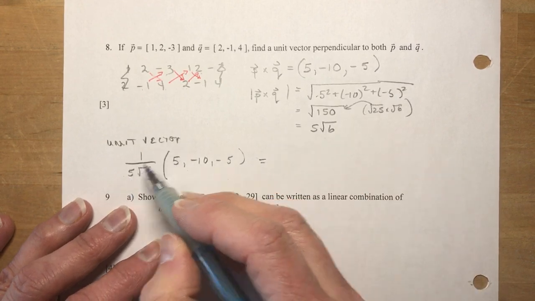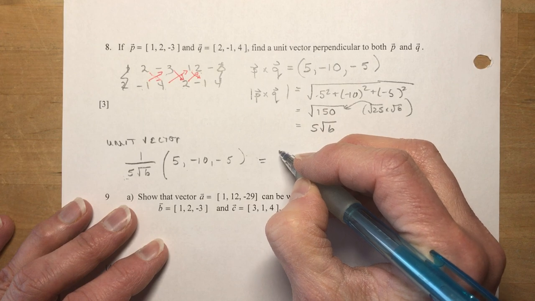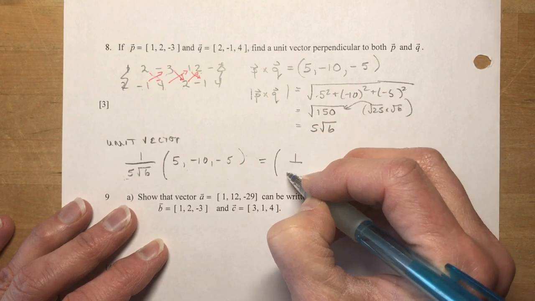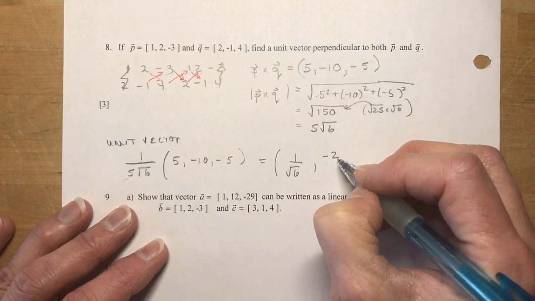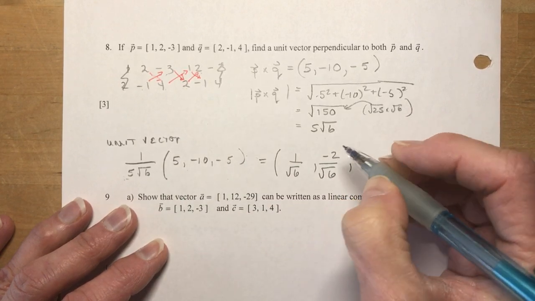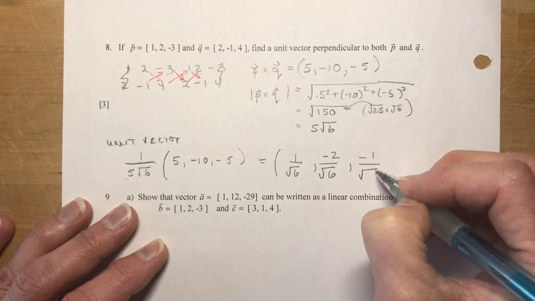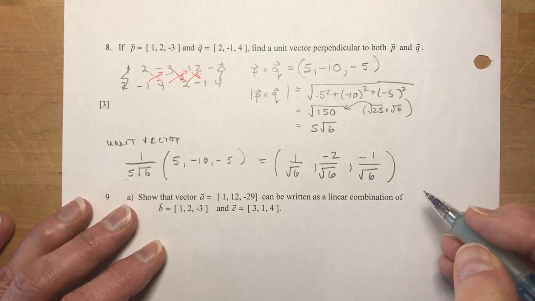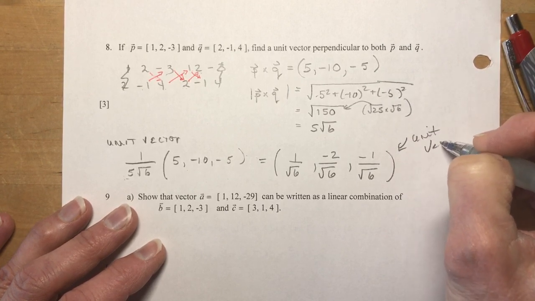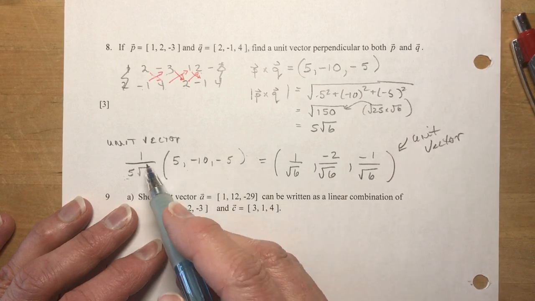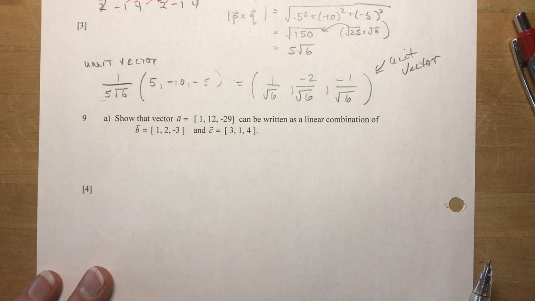And these 5s are going to divide, right? I can divide this 5 out. So that's going to give me 1 over root 6, and that's going to give me minus 2 over root 6. And the last one is going to give me minus 1 over root 6. So this is the unit vector right here. Remember the unit vector, all you have to do is multiply by 1 over the magnitude of the vector to get it as a unit vector.